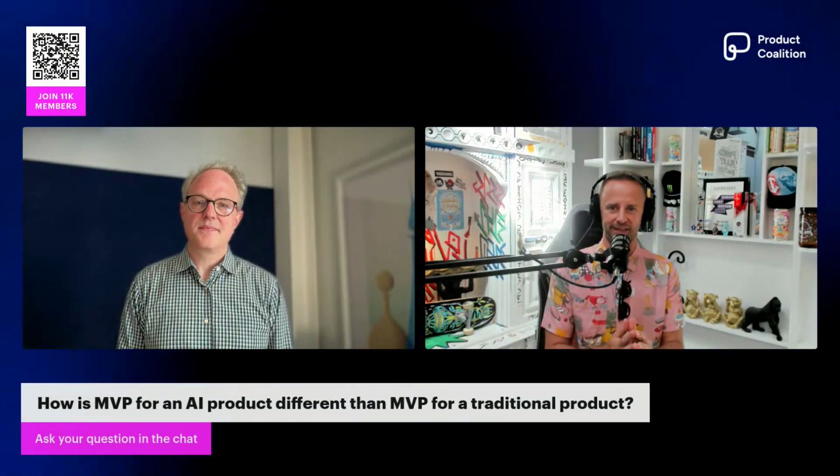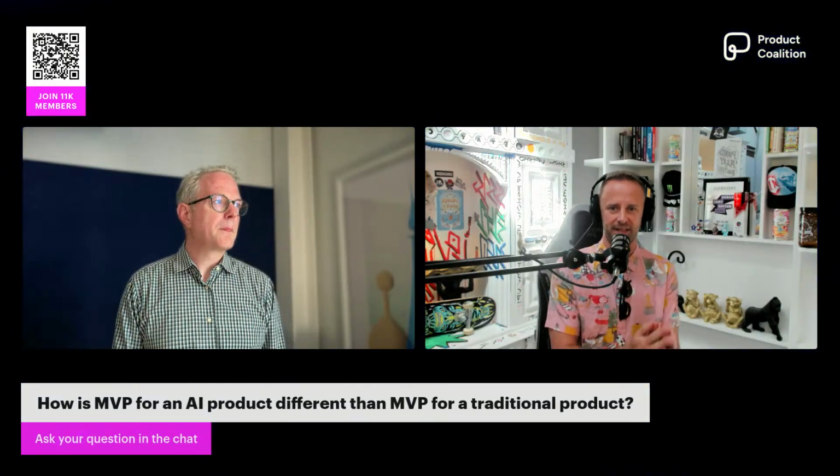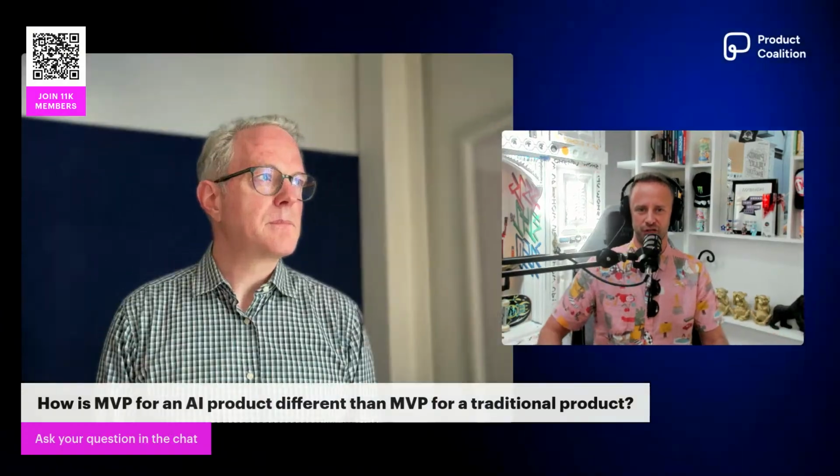Michael, we started at the beginning of the episode talking about slices of delivery. Let's bring it back to that now. What is the MVP for an AI product, and how is that different from how we've traditionally been thinking about MVPs?